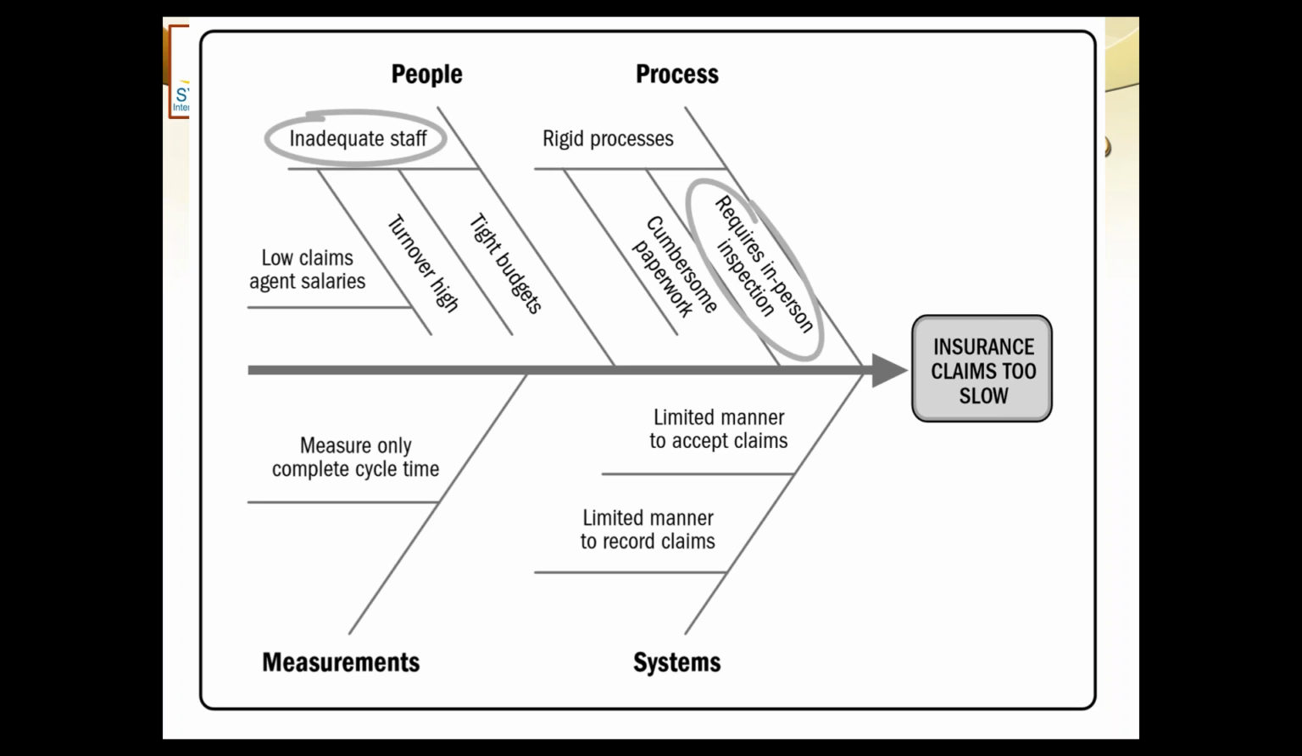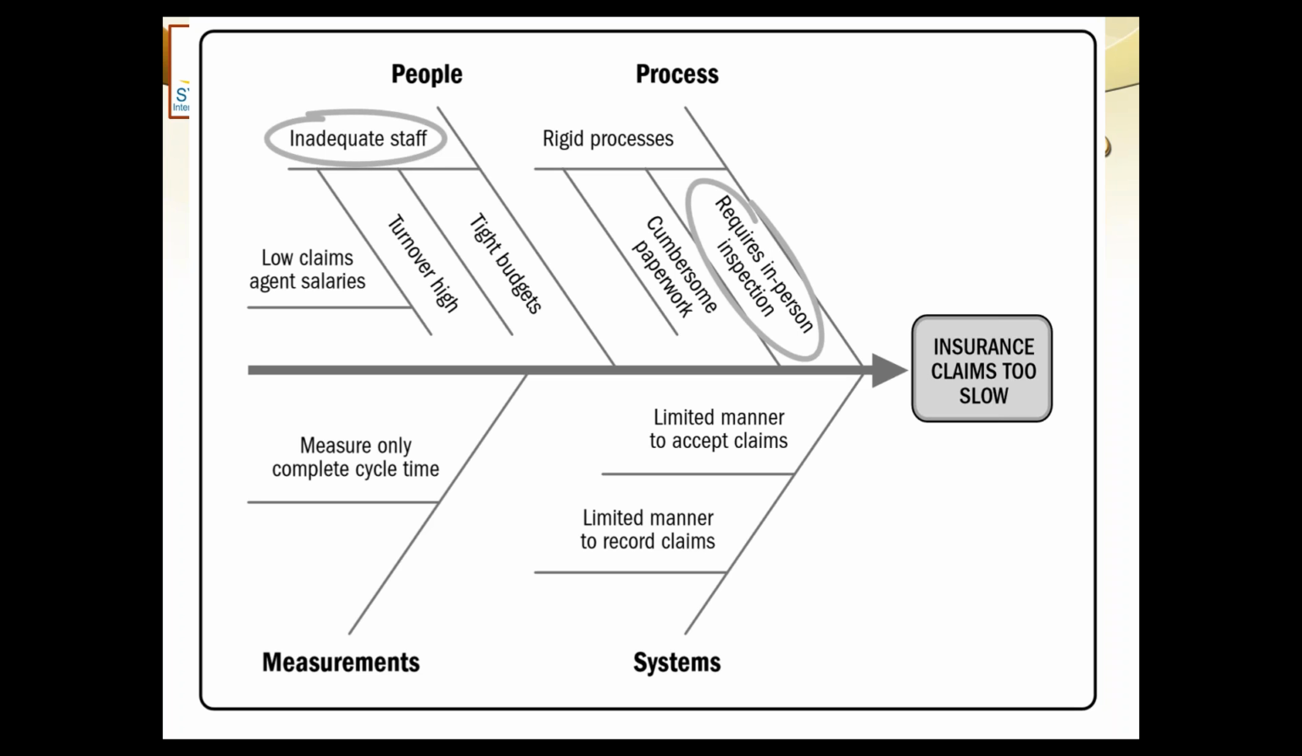Okay, let's see if it was the problem in people, it was due to inadequate staff. We do not have that many people for inspecting physically all the claims. That's why we are slow. That is one of the reasons. Why don't you have adequate people? Because we have less budget. Because the turnover is very high.